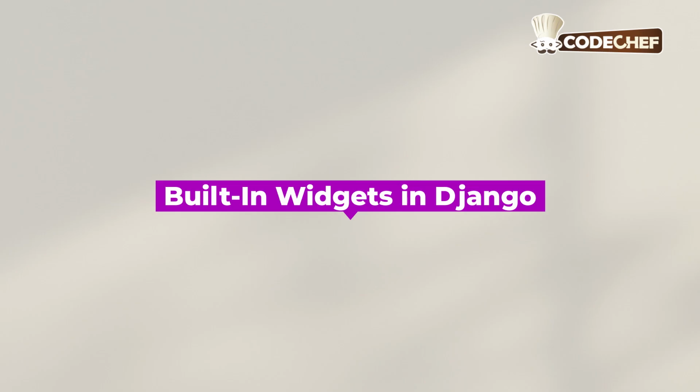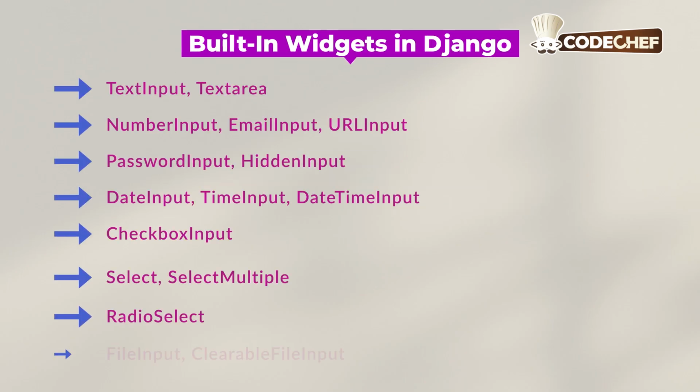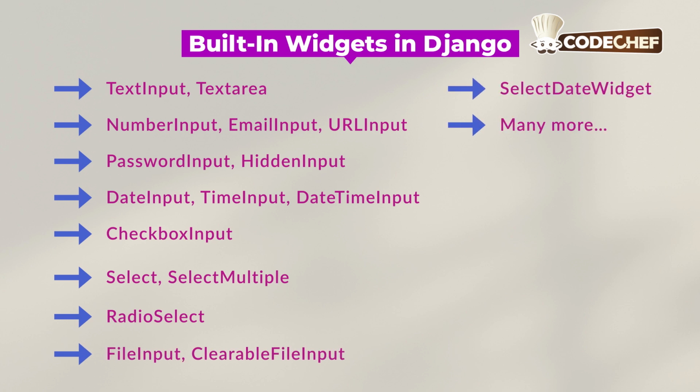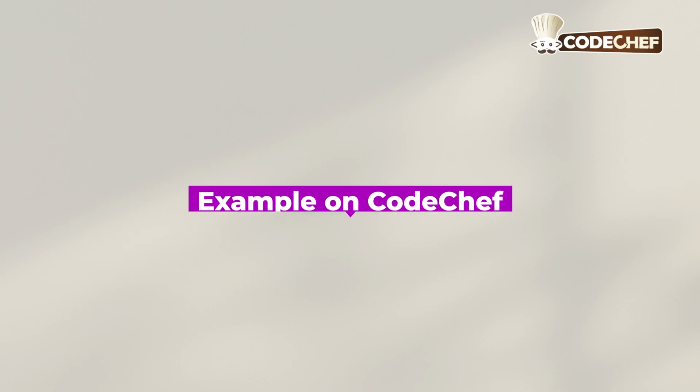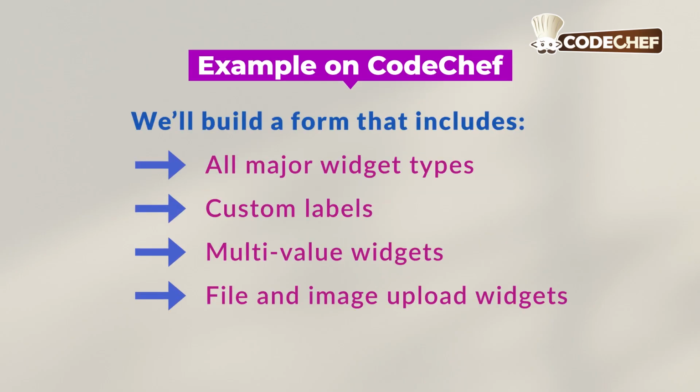Now Django comes with a large set of widgets that are ready to be used. They cover almost every input type that you might need, from simple text boxes to file uploads, radio buttons, drop-down selectors, and even multi-value fields like split datetime widgets and so on. So these are some of the built-in widgets that are provided by Django that you can see here. So instead of learning widgets one by one, we will see all of them in one practical example on the CodeChef platform. This will give you a complete reference that you can use in any Django project. So let's head over to the CodeChef platform and see all the widgets that are provided by Django in action.